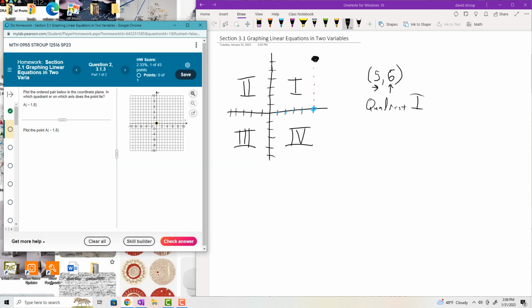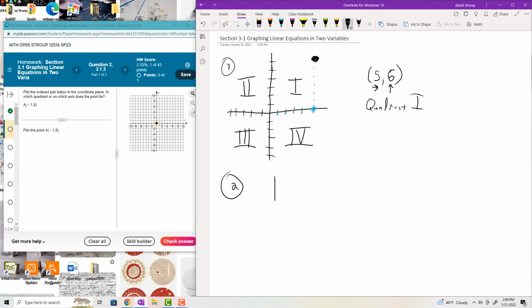Okay, if the number is negative, instead of going right or going up, you're going to go left or you're going to go down. So this is question 1. In question 2, the first coordinate is negative. So that means you're going to go to the left. And then the 8 means we're going to go up.